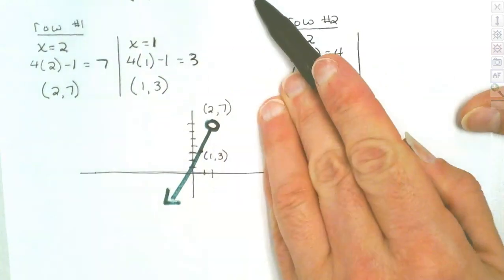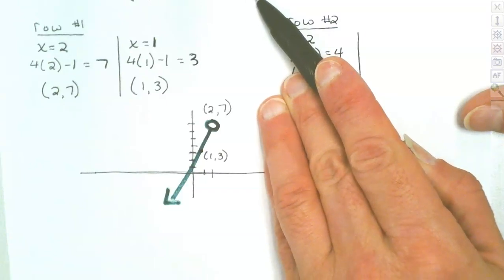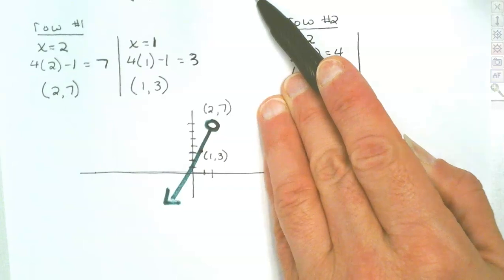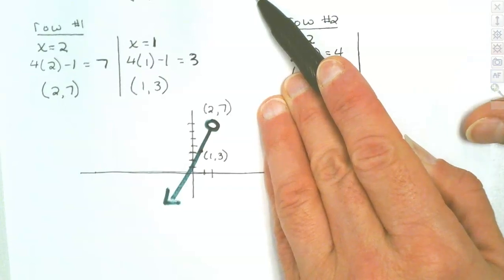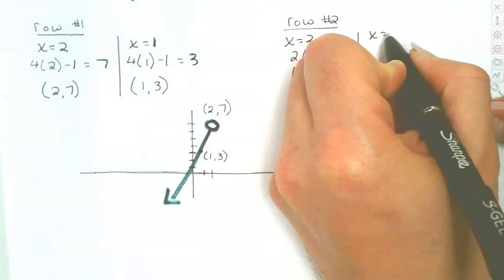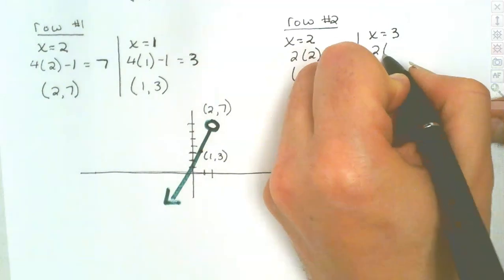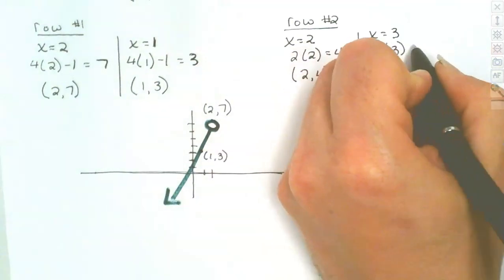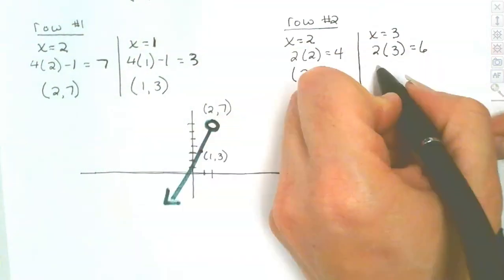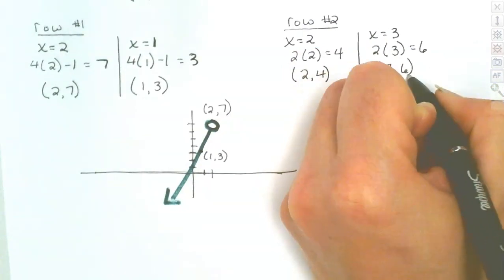We need another point in row 2. Now row 2 is going to be for values that are bigger than 2. So we need a number larger than 2. We can use 5, we can use 8, doesn't matter. I like to keep it as small as possible. So we're going to use a 3. If I plug in that 3, then I get 2 times that 3. That makes it 6. And my next ordered pair then is 3, 6.